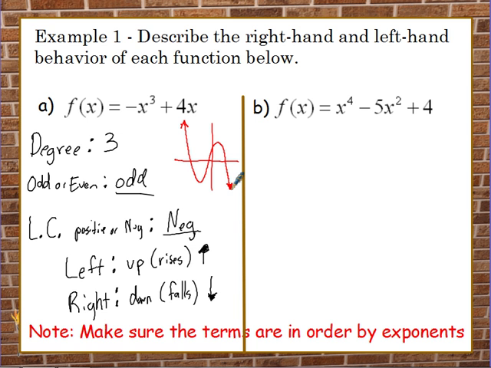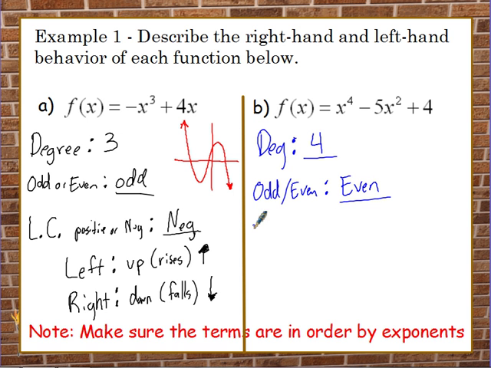Let's try again. My next equation is f of x equals x to the fourth power minus 5x squared plus 4. What's my degree? 4. Odd or even? Okay. Is my leading coefficient positive or negative?